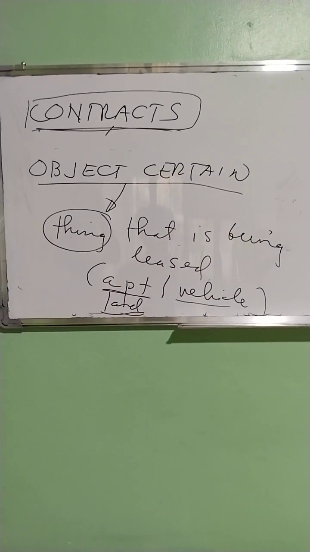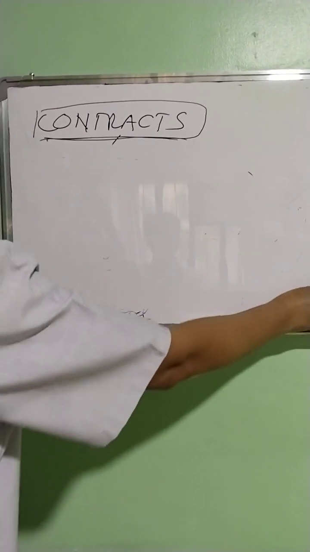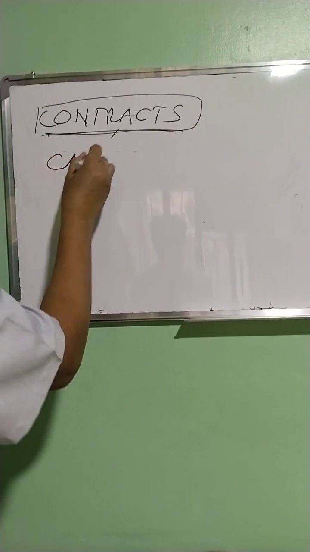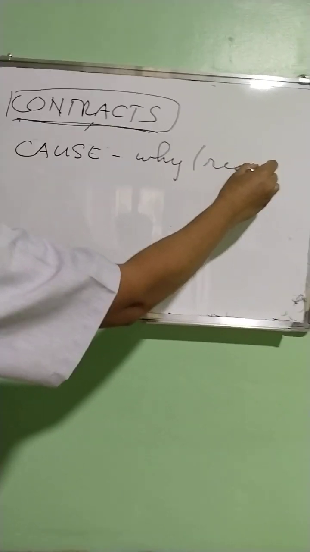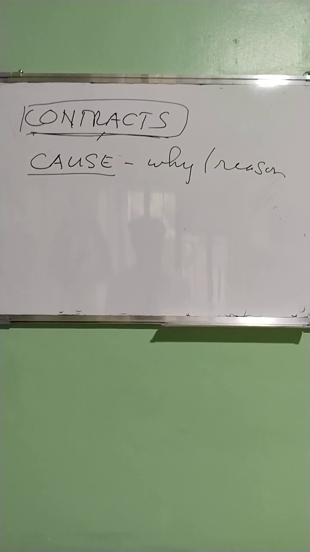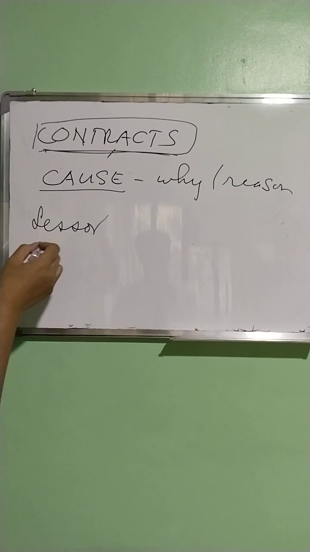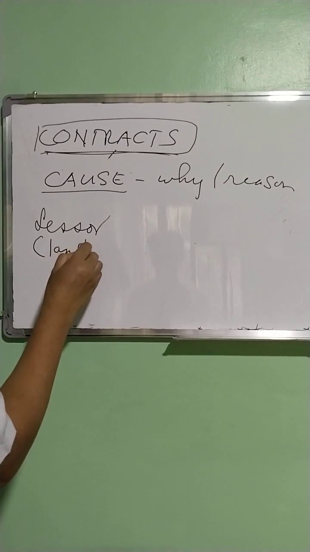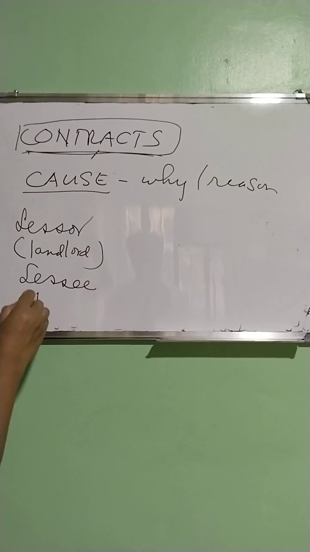And then of course the cause. What is the cause again? It's the why. It's the reason why the parties have entered into a contract. Why the contract was entered into in the first place. Well, on the part of the lessor, who is the lessor again? The lessor is actually the landlord. And the lessee is the tenant.